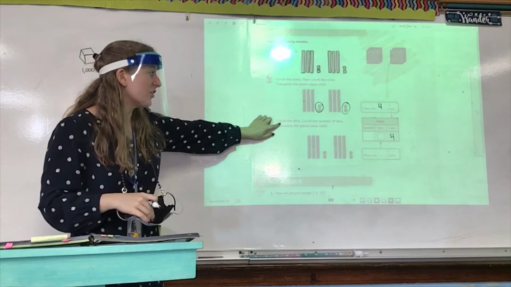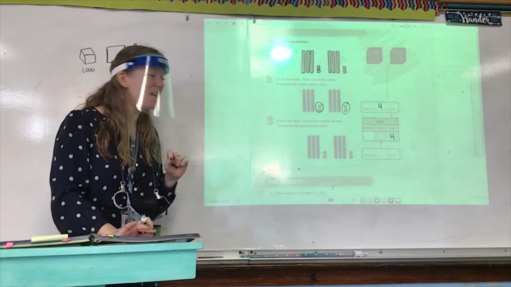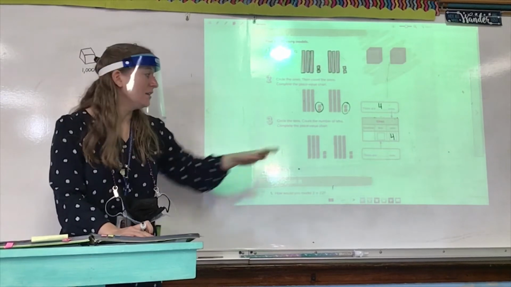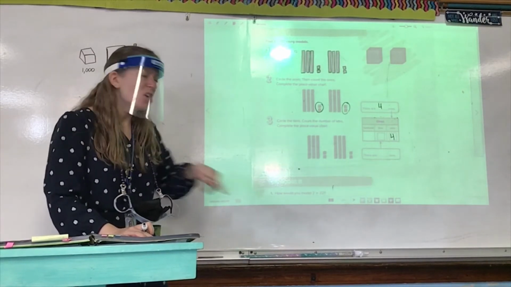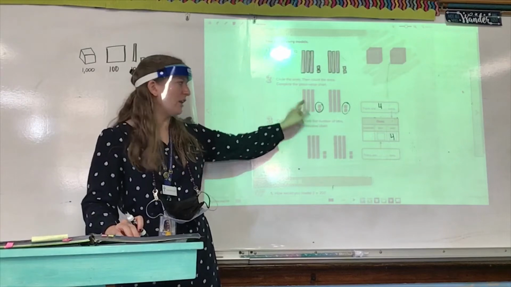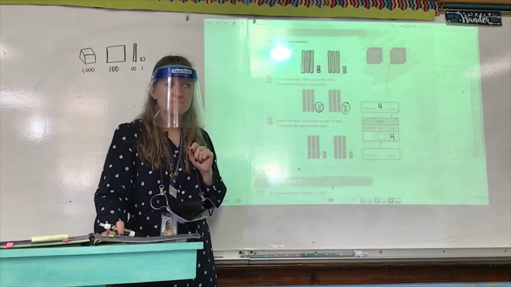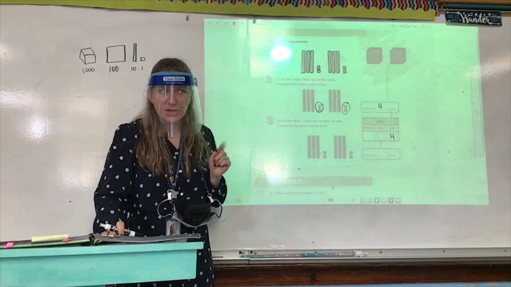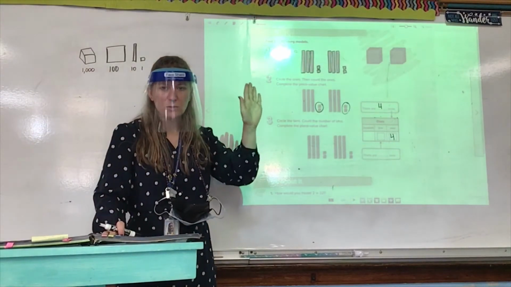Step 3, circle the tens, count the number of tens, then complete the place value chart. We're doing the exact same thing. We're just moving on to the tens. Should I count the tens before I count the ones? No. Why?